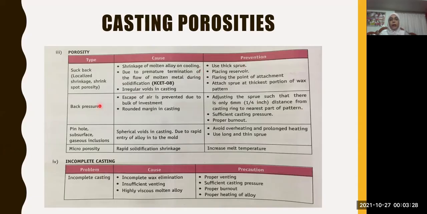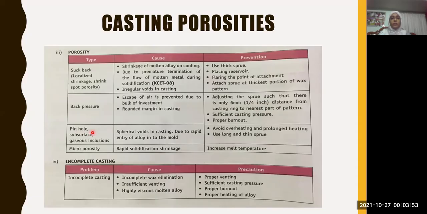Next, I told you is back pressure porosity. This is mainly because of the air which is not escaping out properly. You can prevent this back pressure porosity by maintaining a 1/4 inch distance from the tip of the casting ring to the tip of the wax pattern, using sufficient casting pressure, and proper burnout has to be done so that all the air which is trapped is escaping out.